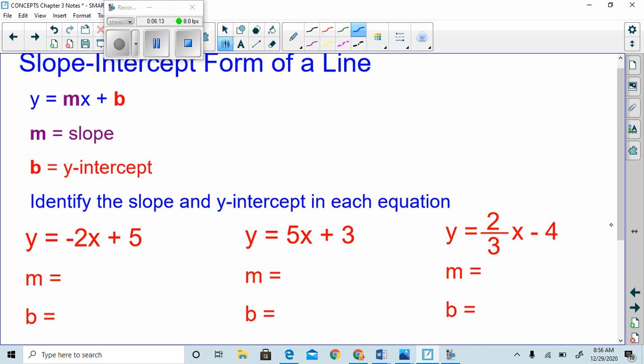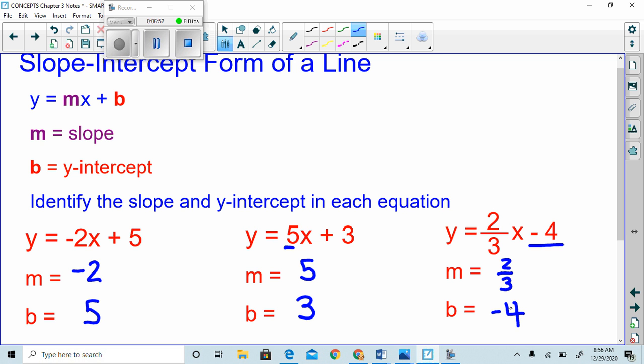It's very easy when it's in this form to identify your slope, which is just the number in front of the x term there. It is not the variable, just the number. And then my y-intercept is 5. In my second, again, m is just a number. It's a ratio of rise over run, is 5. My y-intercept, which is b, is 3. In my next one, my slope is 2/3. My y-intercept, negative 4.